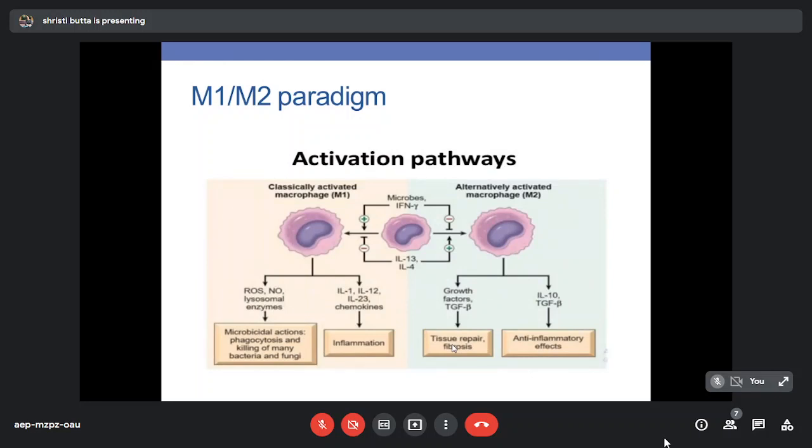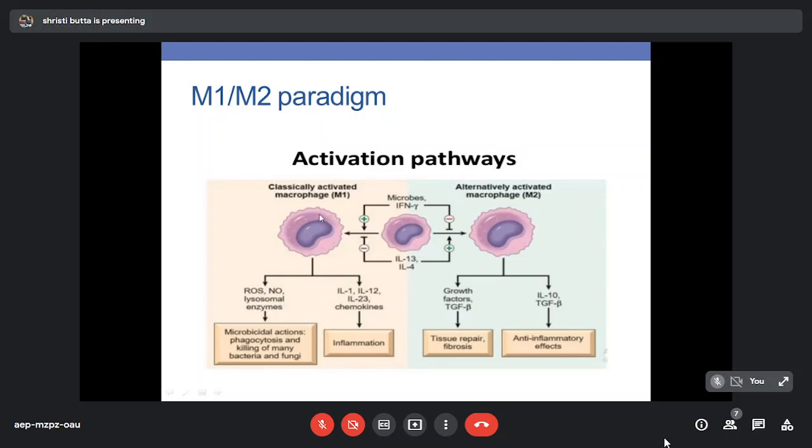The M1 type is the classically activated macrophages, which produce reactive oxygen species, nitric oxide, and lysosomal enzymes, all of which are responsible for microbicidal killing activities, phagocytosis, killing of bacteria, and killing of fungi. Okay, what about the other inflammatory markers? Yes, we have other cytokines like interleukin 1, 12, 23, and other chemokines, all responsible for what is referred to as inflammation.